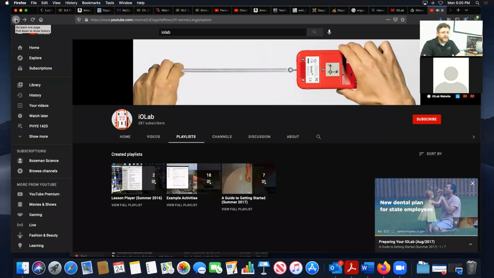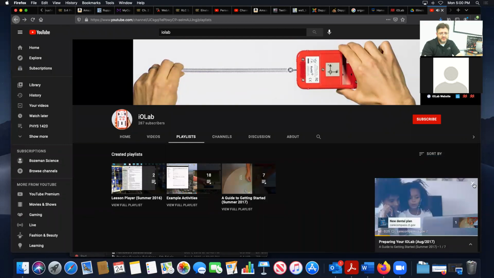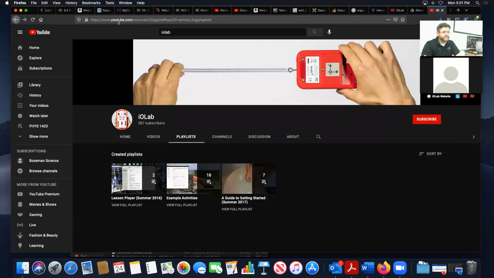Connecticut State employees, a new dental plan is available to you, for total care. Don't care about the new dental.